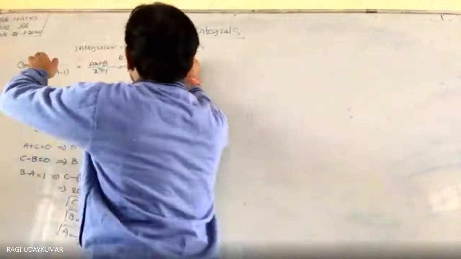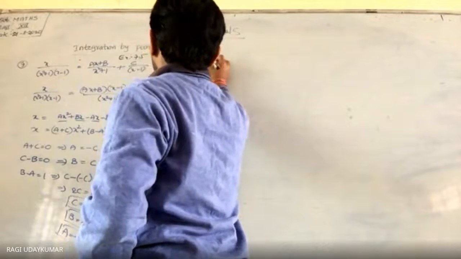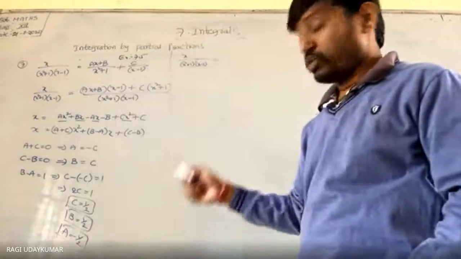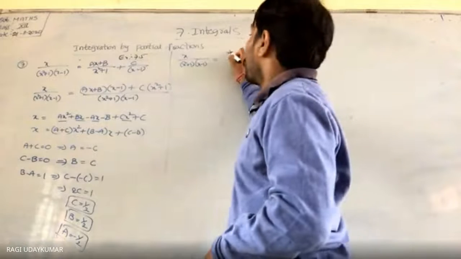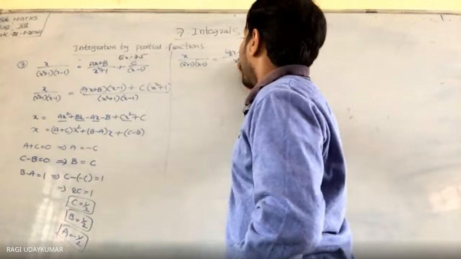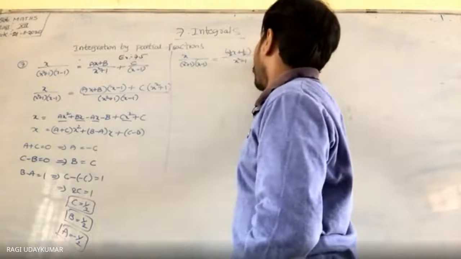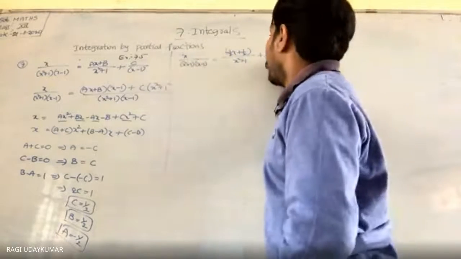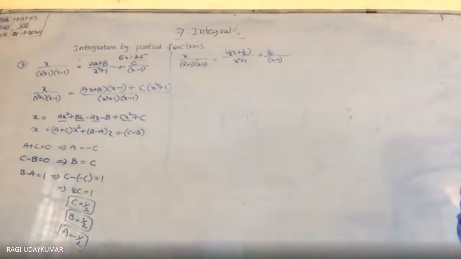So x by (x square plus 1) into (x minus 1) is equal to (ax plus b) by (x square plus 1) plus c by (x minus 1). A is equal to minus 1 by 2, B is equal to plus 1 by 2. So minus 1 by 2 x plus 1 by 2 divided by x square plus 1, plus c value क्या है 1 by 2, 1 by 2 divided by उधर क्या है x minus 1. Okay, ये समझ में आया ना?